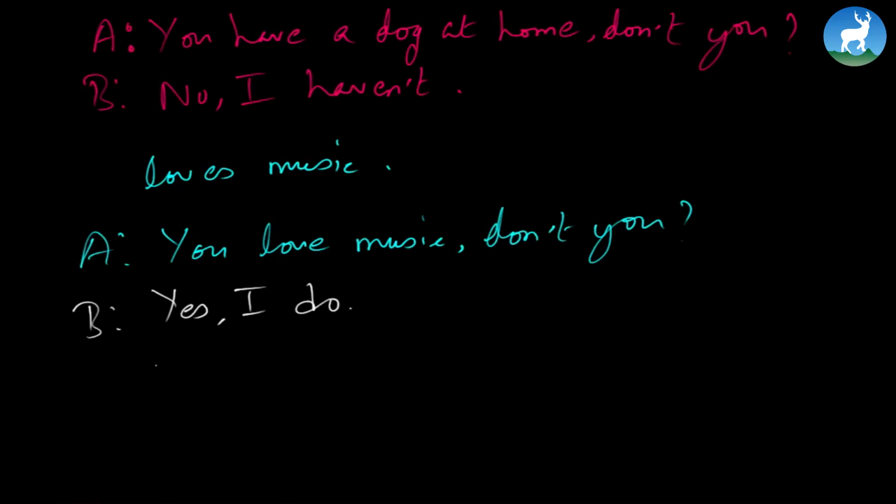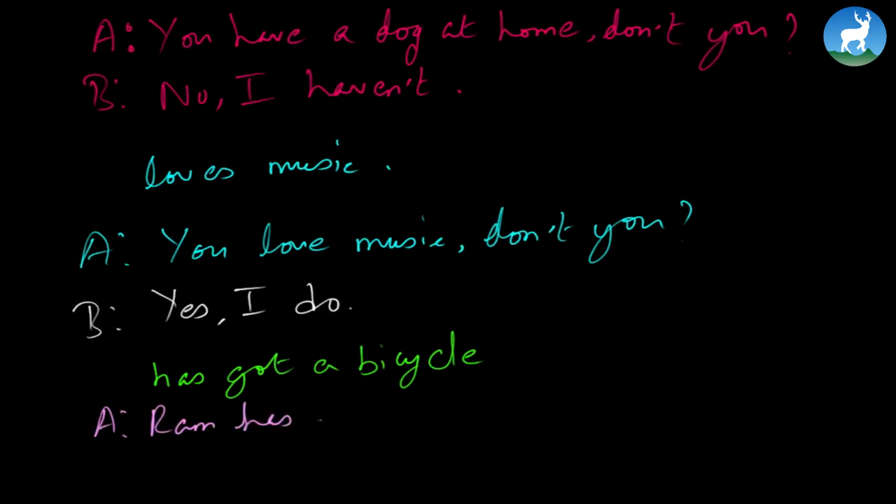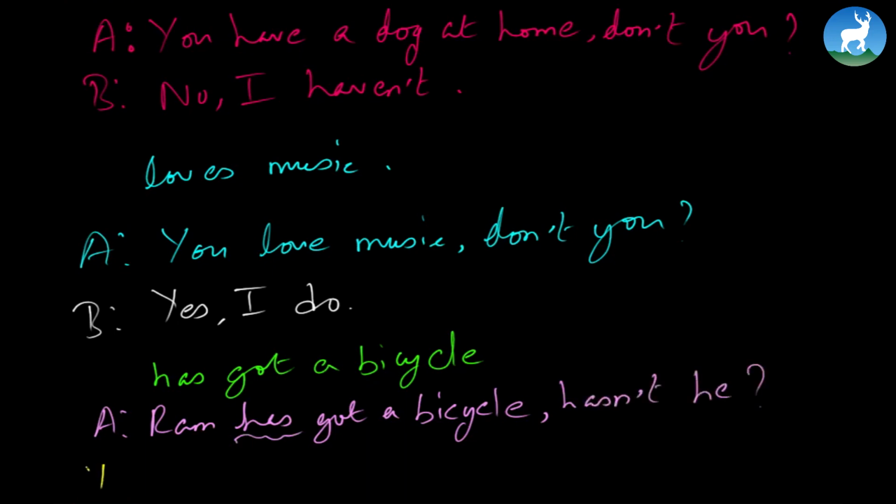Number 4, you know what? Has got a bicycle. I'm going to work on one more here. Now, A might ask somebody else, Ram has got a bicycle, comma. Look at here, auxiliary, hasn't. See, positive statement, negative question, hasn't he? Ram has got a bicycle at home. And you're free to answer yes or no, by the way.